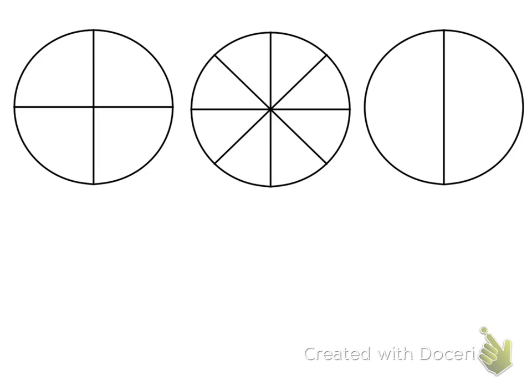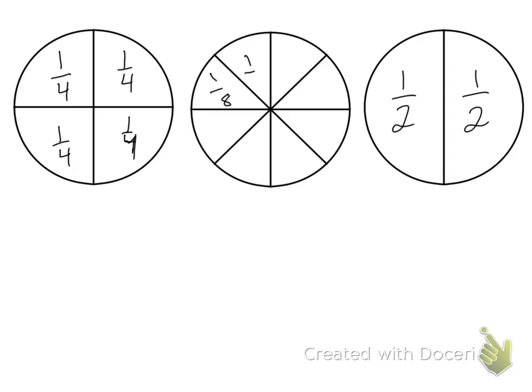Now if you look at my circle here on the right, you can see that each of these pieces is half of my circle. Okay, and I take two of them to make the whole circle. On the one on the left, each of these pieces is a fourth of a circle, and it takes four of them to make a whole circle. On my third one, each of these pieces is 1/8 of a circle because it takes 8 of them to make a whole circle.